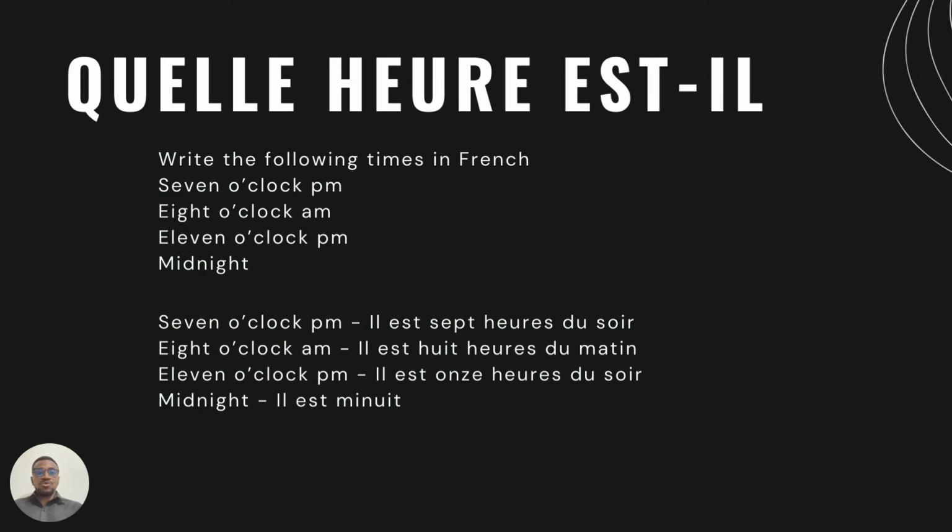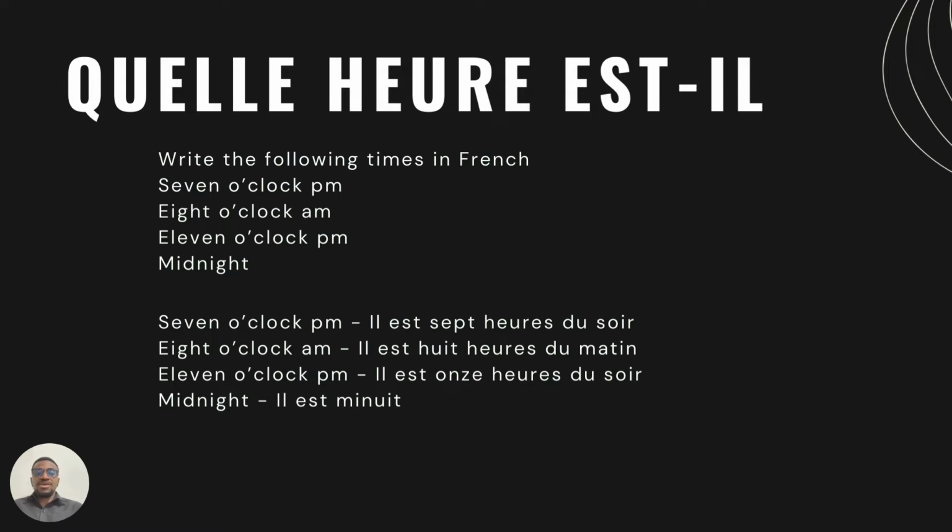Now, going forward, you have this phrase, quelle heure est-il? Meaning, what time is it? You can try writing the following times in French. We have 7 o'clock p.m., 8 o'clock a.m., 11 o'clock p.m., and then midnight. We'll start with the first one. 7 o'clock p.m. is il est 7 heures du soir.